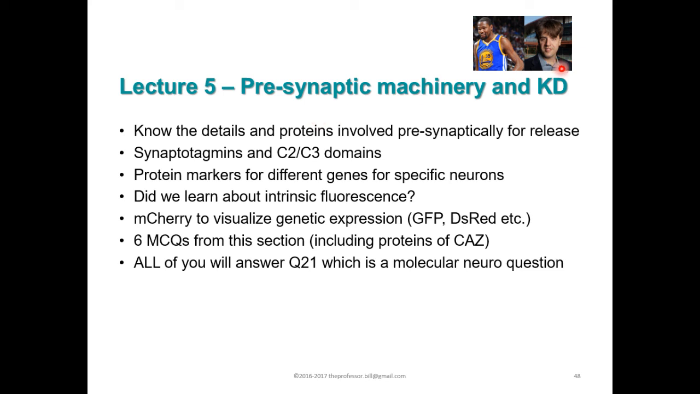I want you to make sure that you know the optogenetics section. So I would suggest very strongly that you know the details and the proteins that are involved presynaptically for neurotransmitter release. In particular, I'd like you to make sure that you know about synaptotagmins and what the C2, C3 domains are. I promise you the multiple choice, if you know this, it'll be fine. I'd like you to make sure that you know the different protein markers that therefore represent the different genes that would allow you to target specific elements to specific groups of neurons.